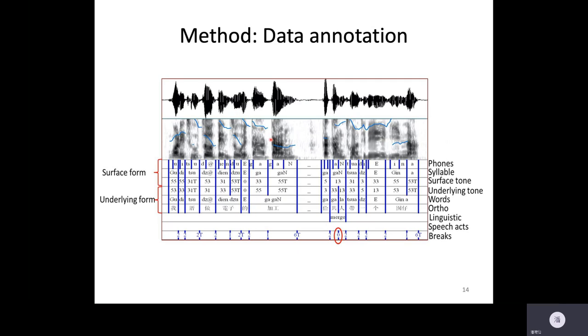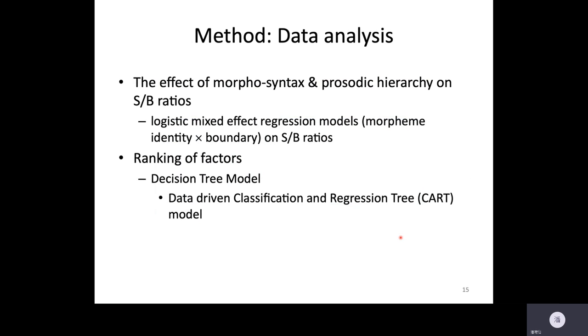The data produced was transcribed in 10 tiers, which include the orthography tier, the word tier with stem simple, the underlying tone tier, the surface tone tier, the syllable tier, and the segment tier. And there's also a linguistic tier tagging code switching, borrowed words, or syllable contraction. And there's a miscellaneous tier tagging things such as laughter, hesitation, or cough. There's also a break tier that tags the prosodic boundary after each syllable.